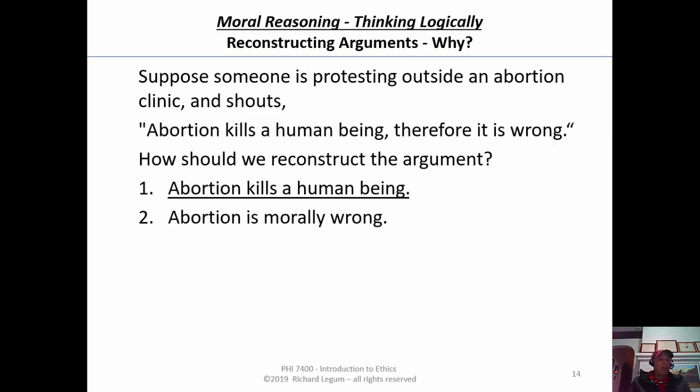Can you think of an example about why that would be the case? Stop again. Think about it. Why would it be the case that killing a human being doesn't necessarily make something morally wrong? That's a bad inference. Okay, if you've decided and you're back, here's at least my take on it.